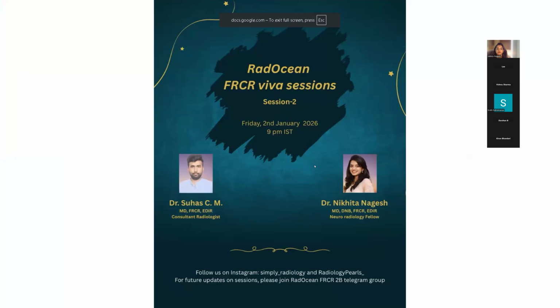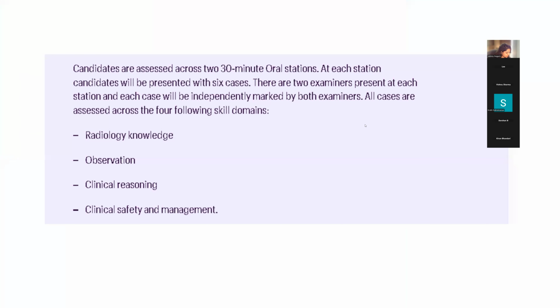Good evening, everyone. We welcome you to the second session of the RadOcean Viva series. Before we start, I'll go briefly over the current pattern. We have 30 minutes for two Viva stations, with 15 minutes per examiner. We'll have four examiners, and you'll spend 15 minutes with each, and they will show you three cases each. So that will make 12 cases. The present scoring domains are radiology knowledge, observation, clinical reasoning, safety, and management.